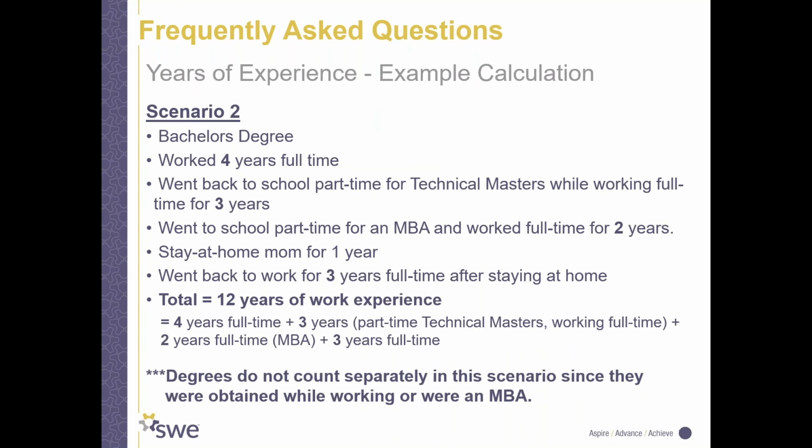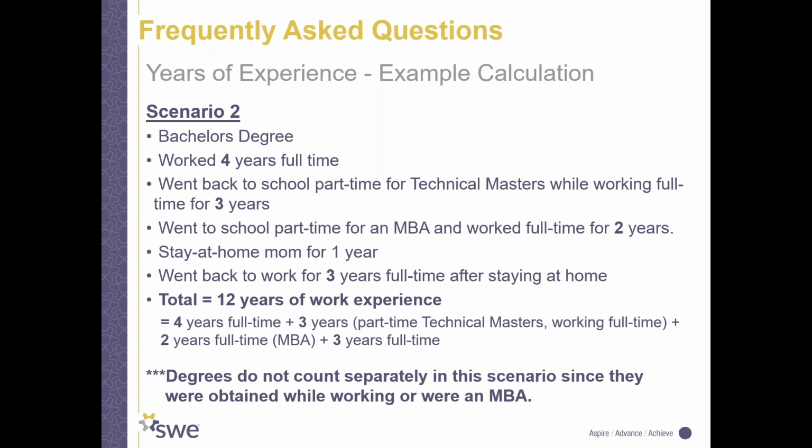Scenario number 2, you earn a bachelor's degree, work 4 years full-time, go back to school part-time for a technical master's while working full-time for 3 years, go to school for an MBA while working full-time for 2 years, stay-at-home mom for 1 year, go back to work for 3 years. Your total comes to 12 years of work experience.